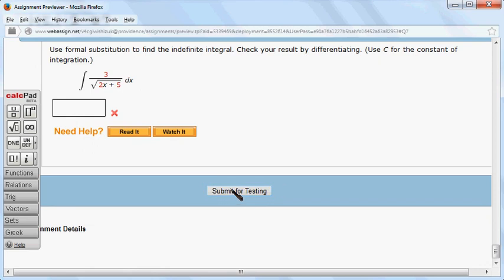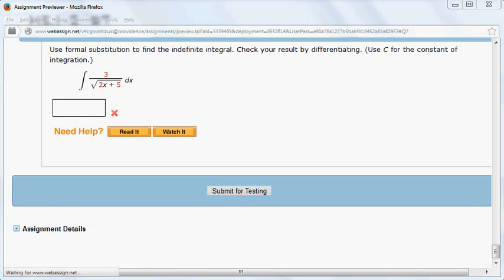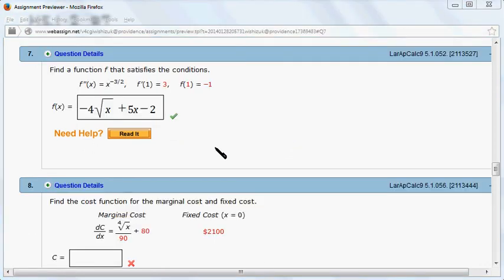Click submit for testing. It came back and looks like we got this one correctly. That's it. I hope that this was clear.